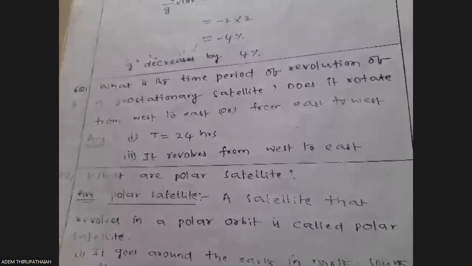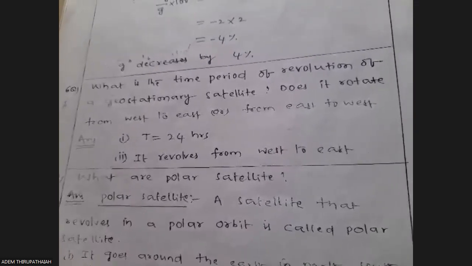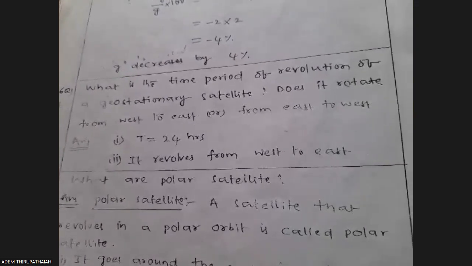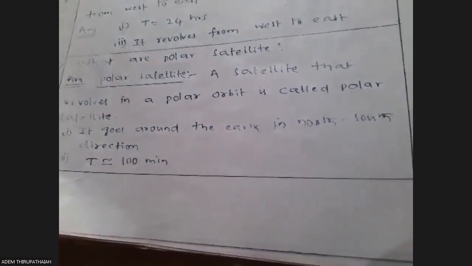What is the time period of revolution of a geostationary satellite? T is equal to 24 hours. It revolves from west to east. Next one. What are polar satellites? A satellite that revolves in a polar orbit is called a polar satellite. It goes around the Earth in the north-south direction.